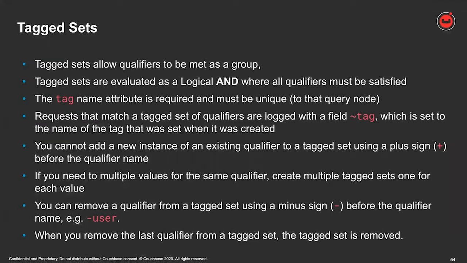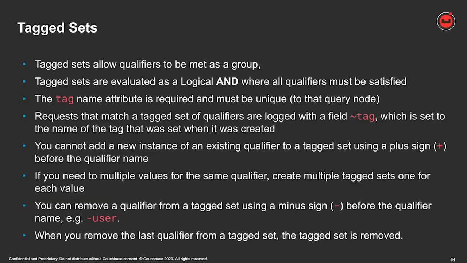Additionally, we also have tag sets. Tag sets work with logging qualifiers, but they allow you to evaluate these qualifiers using a logical AND, so where all these qualifiers must evaluate to true. A note about tag sets: you cannot have multiple values for the same qualifier. So I can't say tag this where the user is this or this. If I needed to do that, I would create multiple versions of the tag sets.